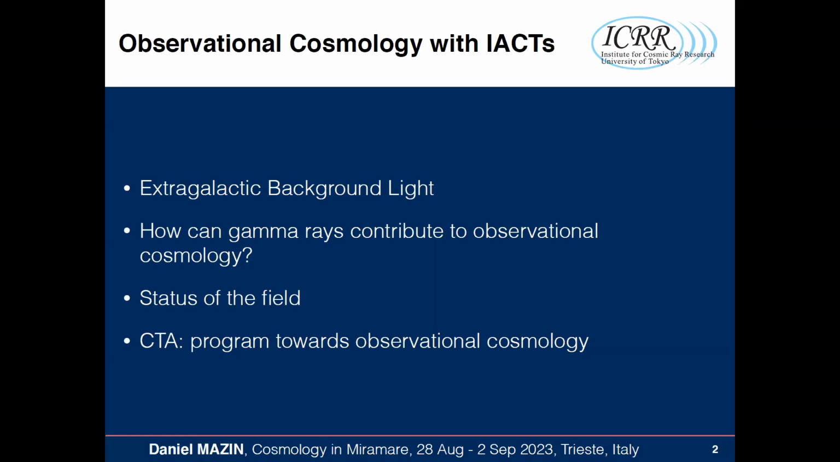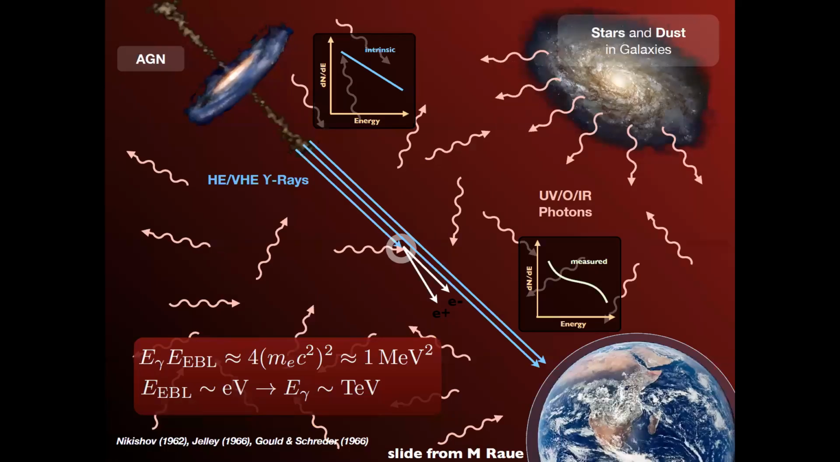This is the outline of the next 20 minutes or so. I will be talking about the extragalactic background light, what the relation is between the gamma rays we are detecting and the extragalactic background light, and how we use it to study cosmology. Then I'll tell you where we stand and what the perspectives are for the near future, and the future is bright.